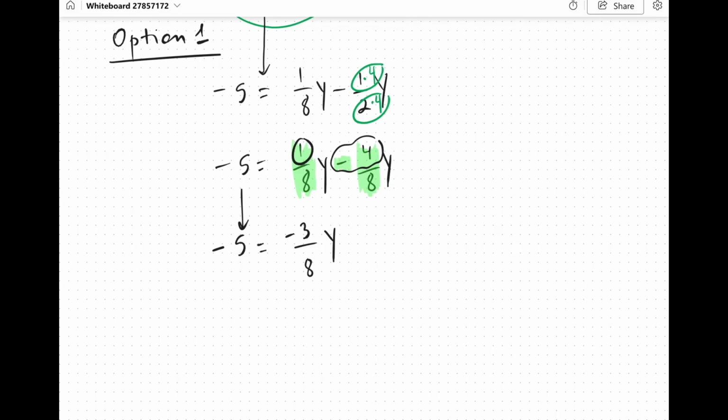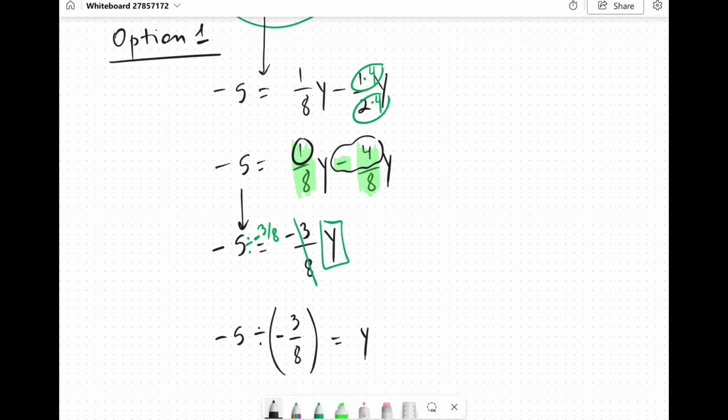Moving on, your goal, remember, is to get y by itself. So you need to remove the -3/8. You ask yourself how it's attached to y, and it's through multiplication. So you will be dividing by -3/8. Once you do it here, it will cancel, so that's simple. On the left side, you will be dividing your -5 by -3/8. -5 divided by -3/8.